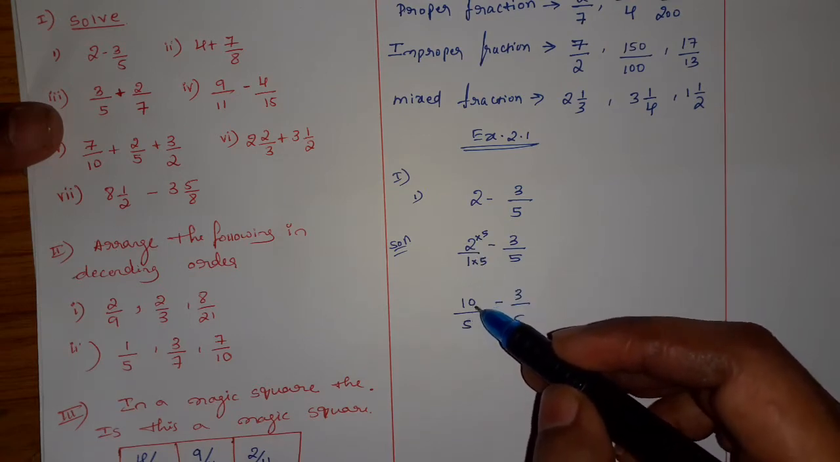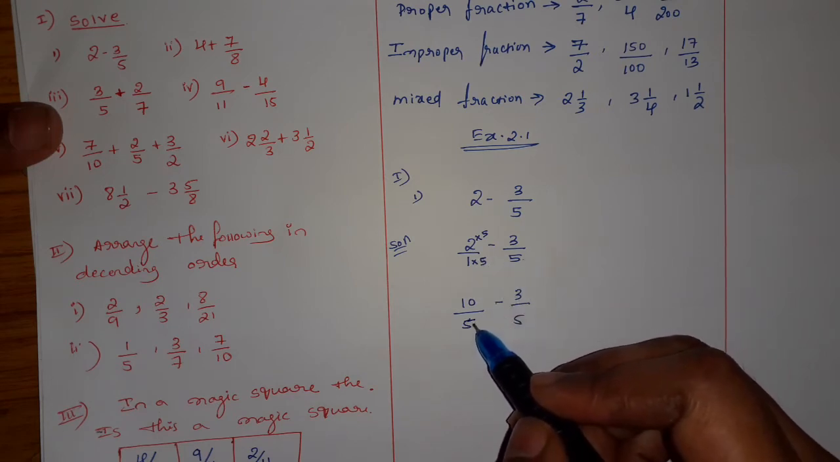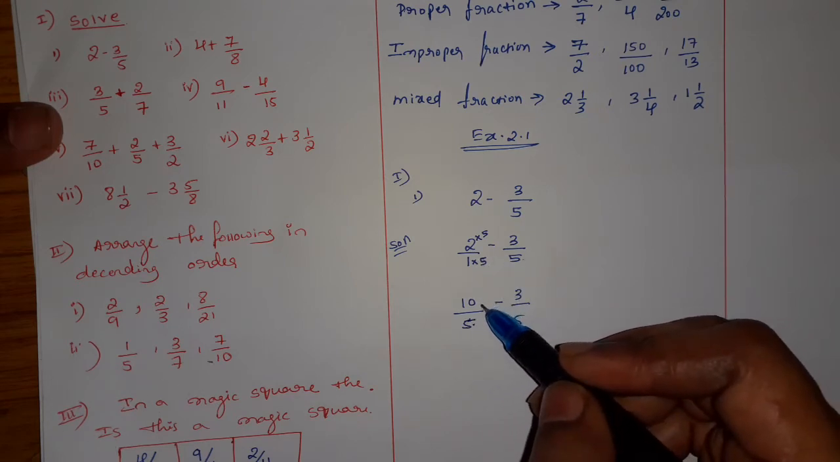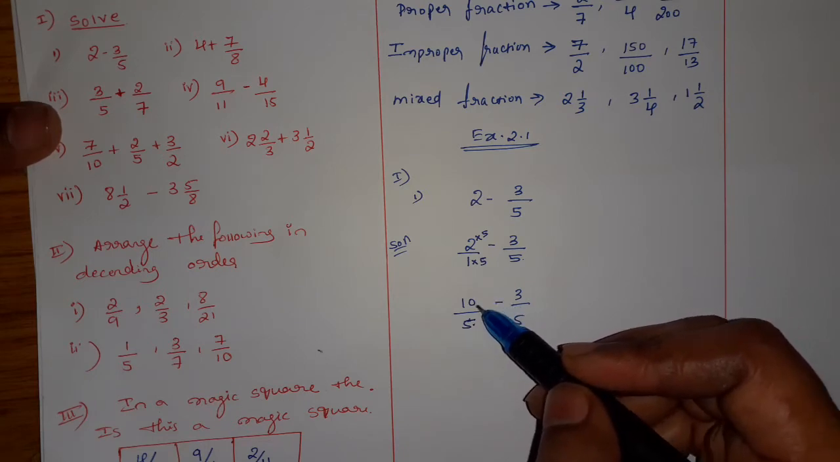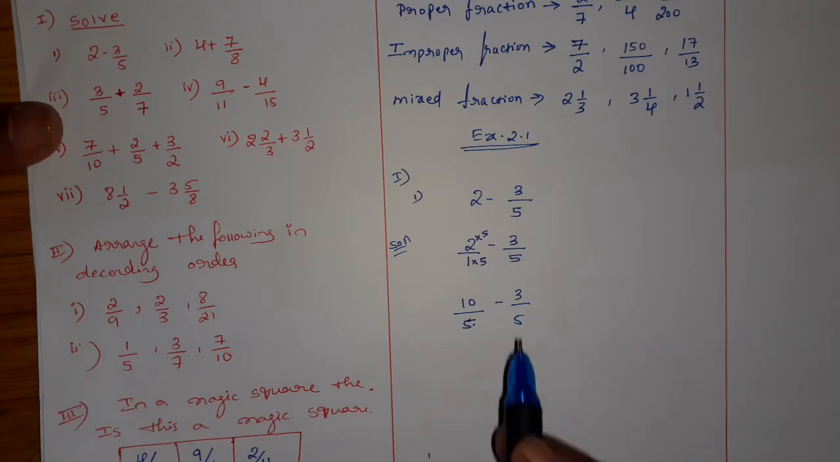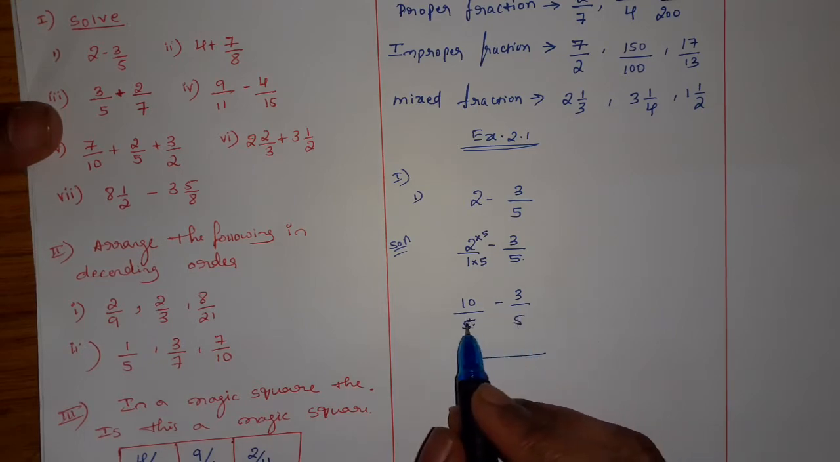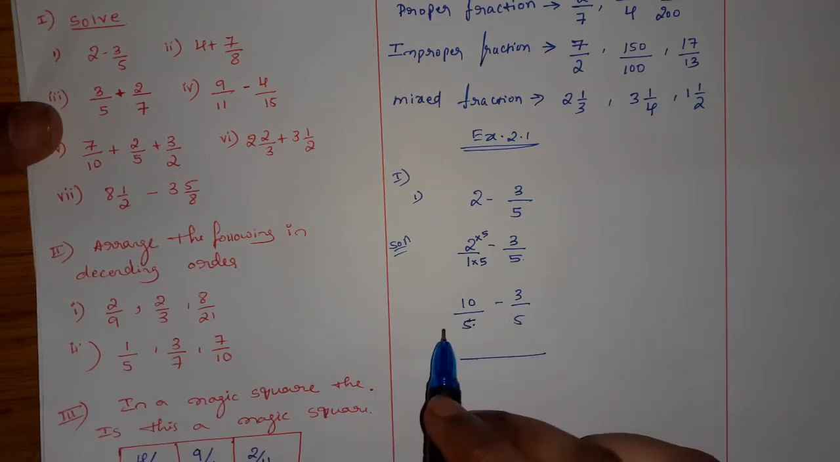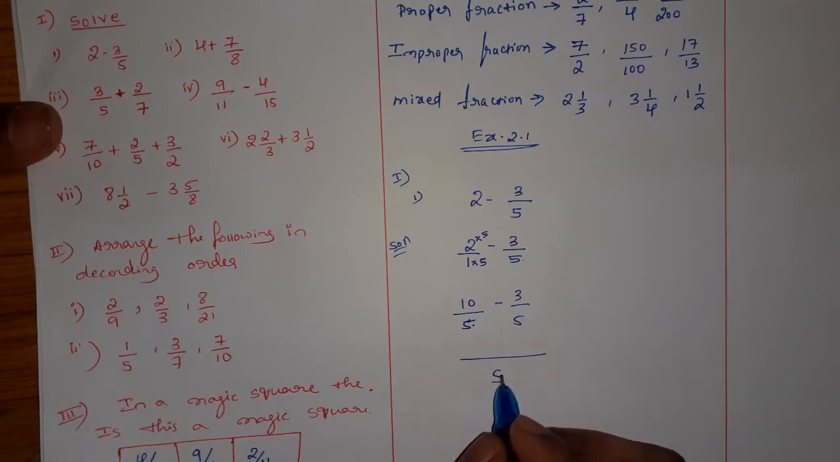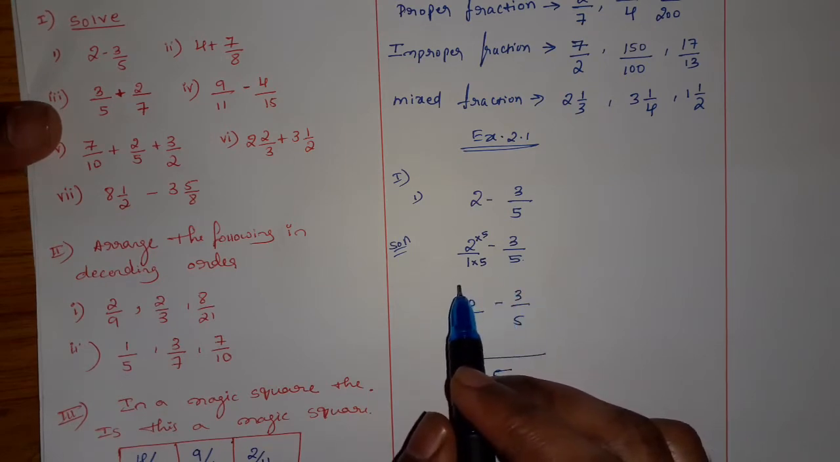How to get this? Why did I take this 5 only? Because I want to make the denominator equal. Once I make the denominator equal, I can do the calculation in the numerator, because these two fractions are now like fractions. So 10 by 5 minus 3 by 5. If denominators are equal, what do you have to do? Keep 5. You should not do any calculation in the denominator. Both are 5, no? You just keep 5 as it is. Don't write 5 minus 5, 0. Only the numerator will participate in the calculation.